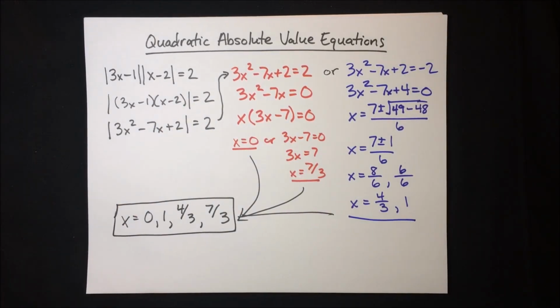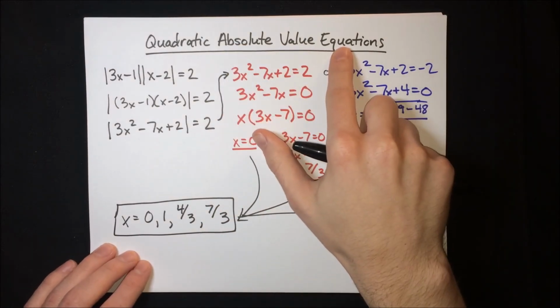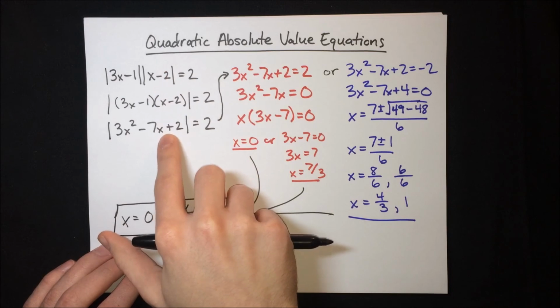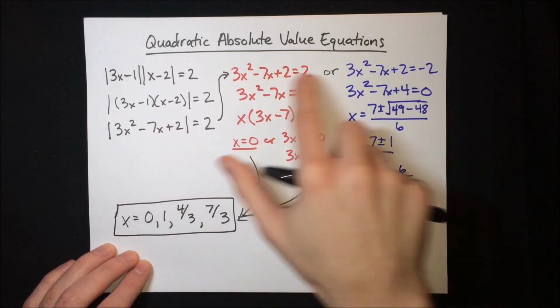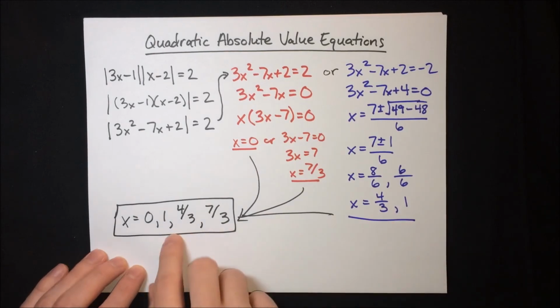The main takeaway here is that quadratic absolute value equations are really just like the linear ones. You simplify it to a point where you've got the absolute value on one side, and then you split it up into 2 equations, and you can solve them independently, and then you can combine the solutions.